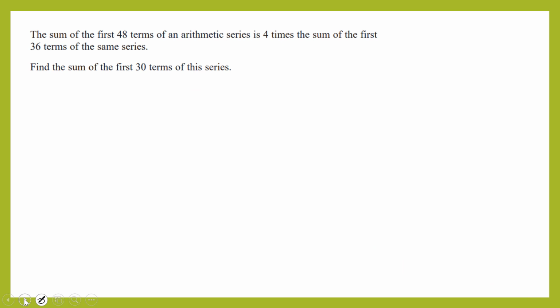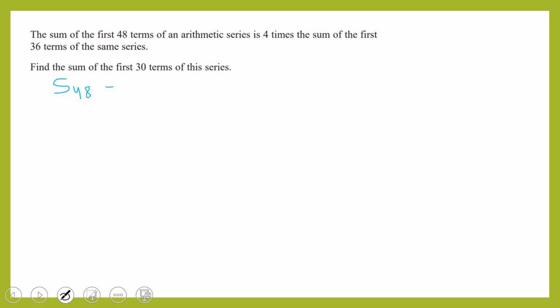Another question, the question says the sum of the first 48 terms of an arithmetic series is 4 times the sum of the first 36 terms of the same series. So for the first 48, your n is 48 and the other one is 36, but the summation of 48 is equal to 4 multiplied by the summation of 36. So let's first of all find the summation of 48.